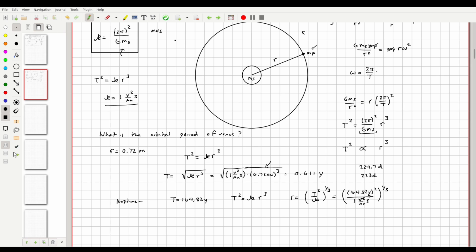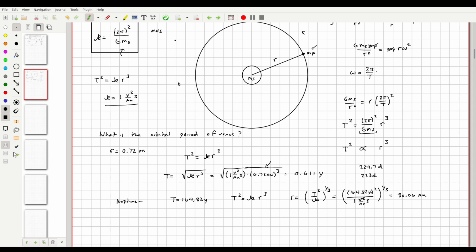Now again, yours cancel. You get an AU on the top. You cube that. Since it's cubed, that gives you one AU. So what do we have here? Well, if you actually do it, let's see here. 164.82 raised to the 2/3 power, I get 30.06 AU. And if you actually look at the semi-major axis length of Neptune, it is 30.06.